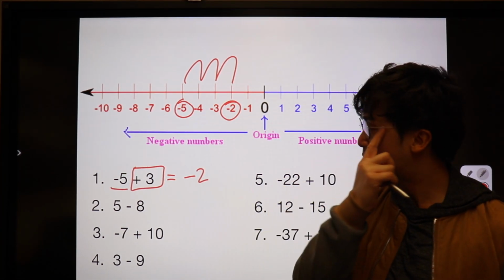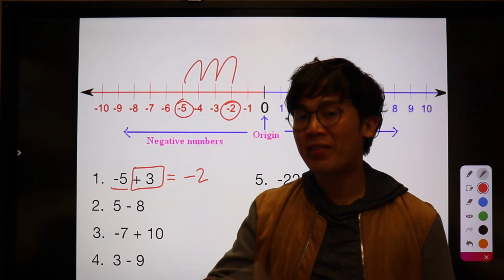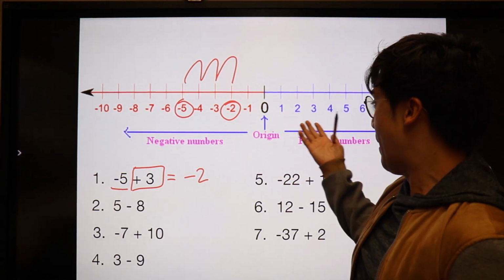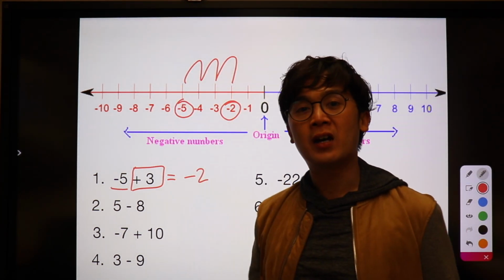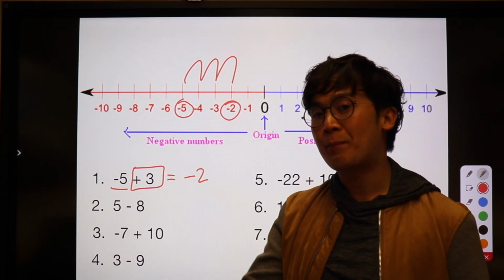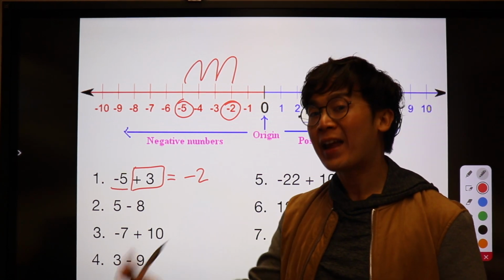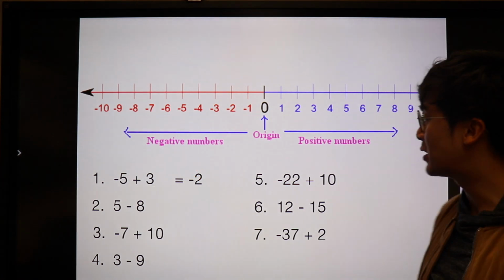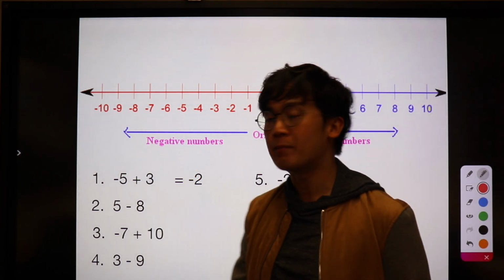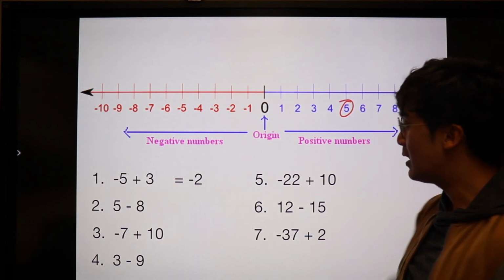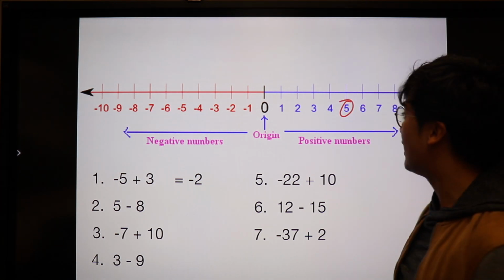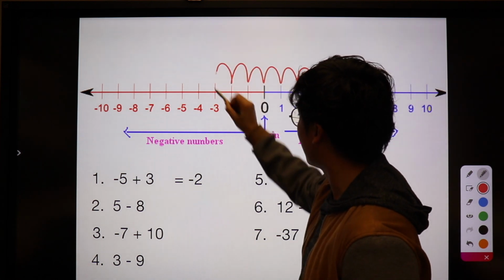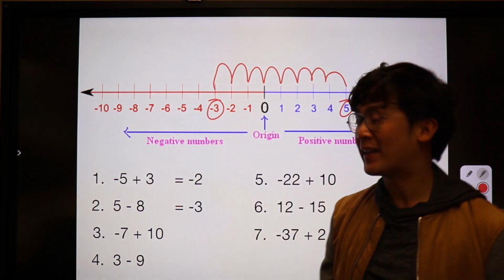So in mathematics, try not to guess what the answer should be, or try not to come up with rules in your head, but just work on the number line so that you will have a better understanding of how integers or positive and negative numbers work. So this one is negative 2, and if we're going to be working with 5 minus 8, you start at 5, and you go 8 units to the left, 1, 2, 3, 4, 5, 6, 7, 8. That's why the answer is negative 3.